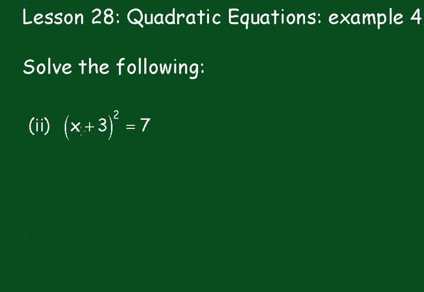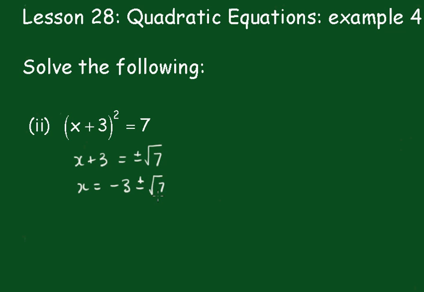In part 2, we've got x plus 3 all squared equals 7. Now it's very important to realize that if you expanded this out and took the 7 across this side, you could not factorize it. That's the difference between this and the other one. So we just go ahead as before. We say x plus 3 equals plus or minus the square root of 7. And root 7 is irrational. And therefore x equals, subtracting 3 from both sides, minus 3 plus or minus the square root of 7.